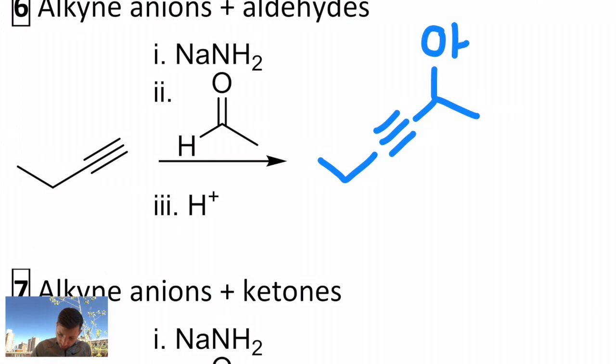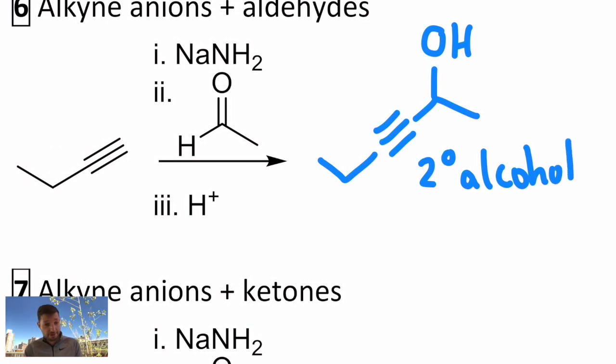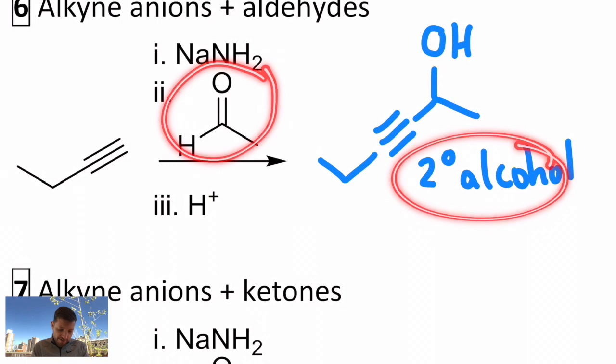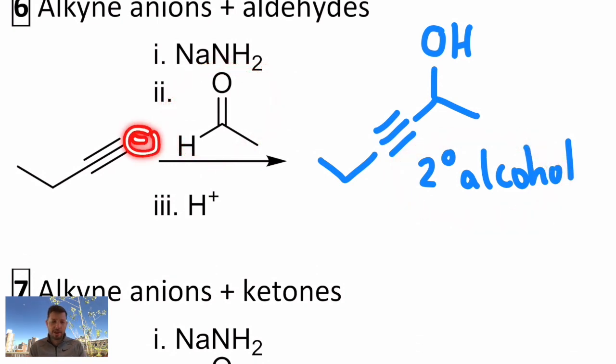So that would give me my starting alkyne, 2 new carbons, and in this case, a secondary alcohol. What we're going to see later on in this unit, actually starting with the next lesson, is that there are many other organometallics that one can use to react with aldehydes to give you secondary alcohols. The anion of this alkyne is the first of a whole class of reagents called organometallics.